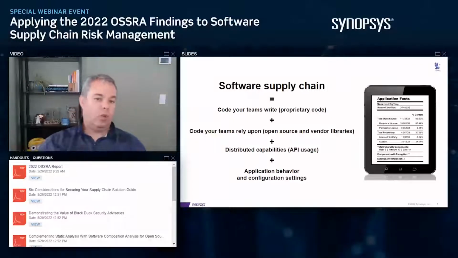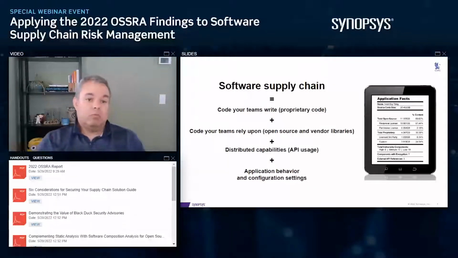Then there's code that you rely upon. For practical purposes, that's mostly open source, but there are vendor third-party libraries and commercial third-party libraries in there. You would not be able to deploy or execute this software if it weren't for, say, a Linux operating system, which would be code that your teams rely upon, OpenSSL for encryption, Kubernetes, Docker. All of these things are part of that code your teams rely upon.